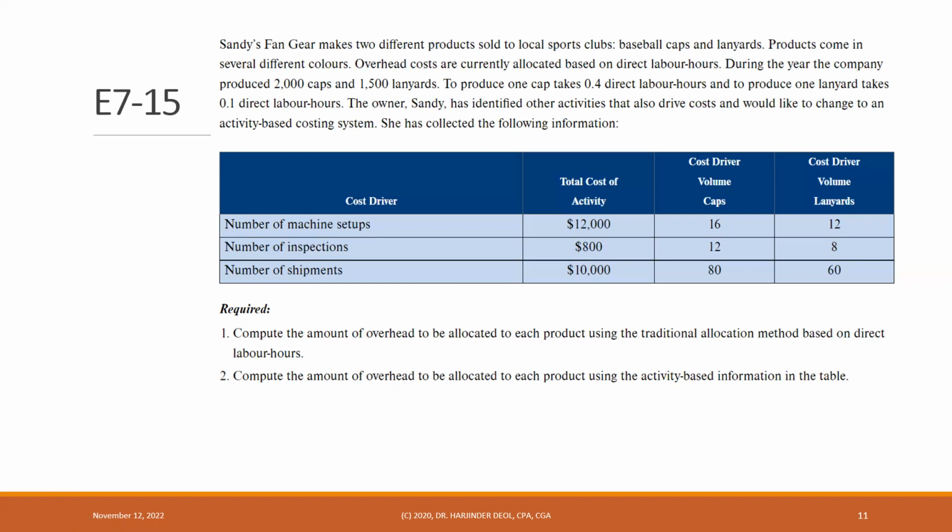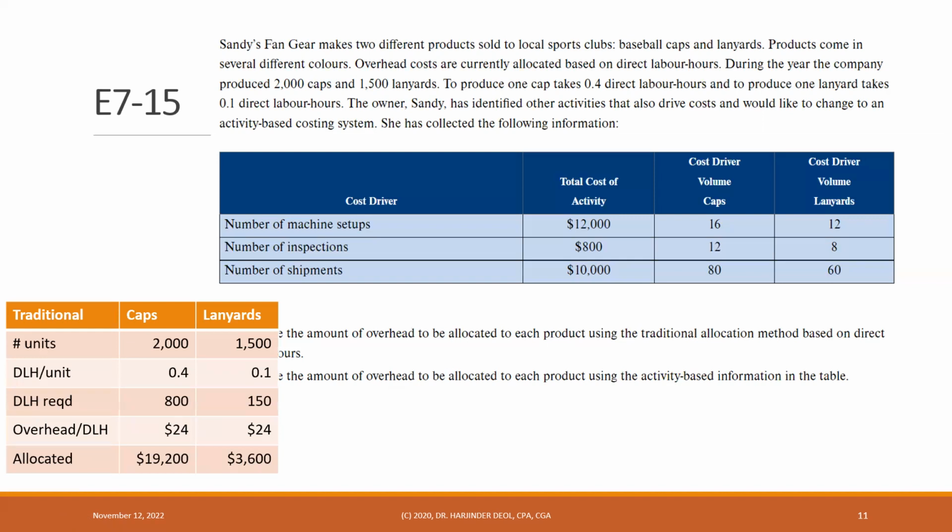So starting first with the traditional approach. For the traditional approach, we will first calculate the number of direct labor hours required. So we had 2,000 caps being produced. Each cap needs 0.4 direct labor hours. So 2,000 multiplied by 0.4, 800 direct labor hours were required for the caps. And likewise, 1,500 lanyards times 0.1 direct labor hour each lanyard gives us 150 direct labor hours required. The total direct labor hours required, therefore, is 950.